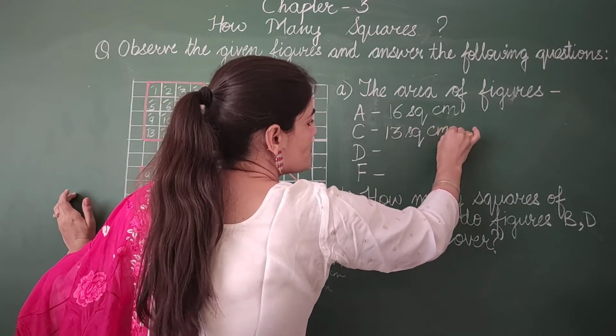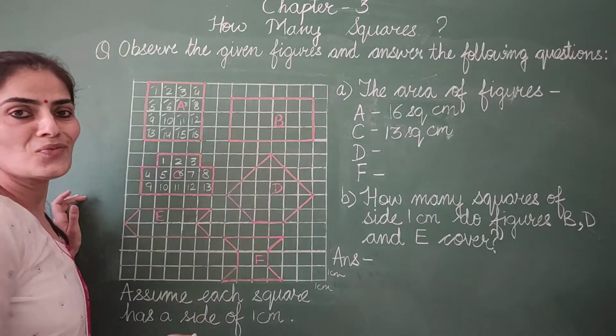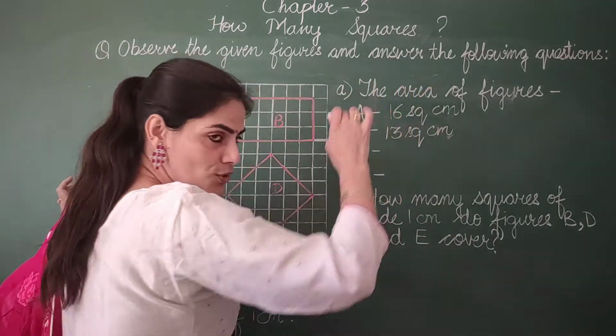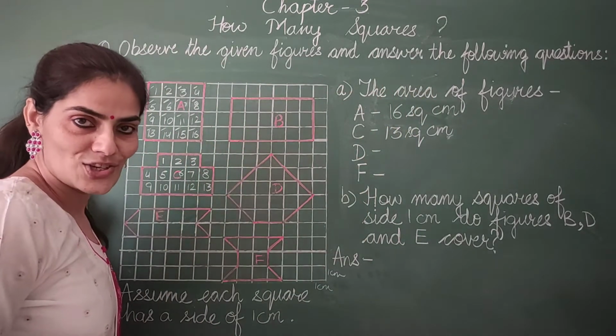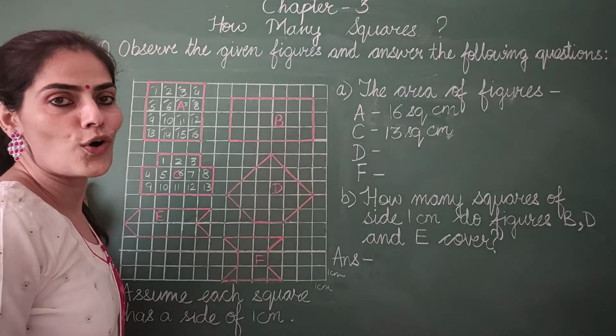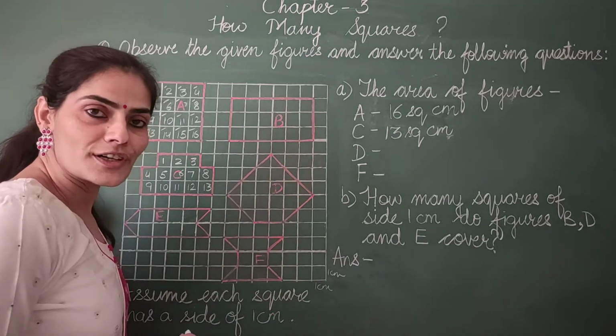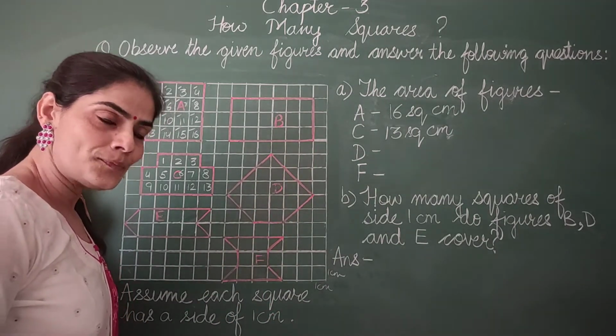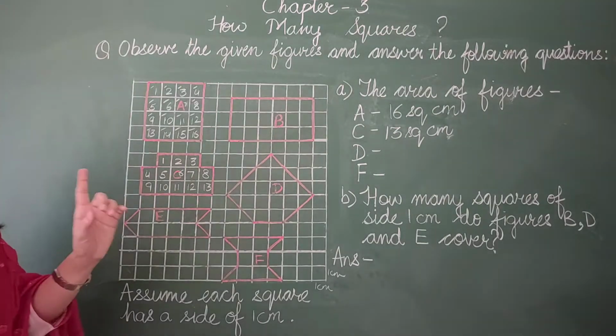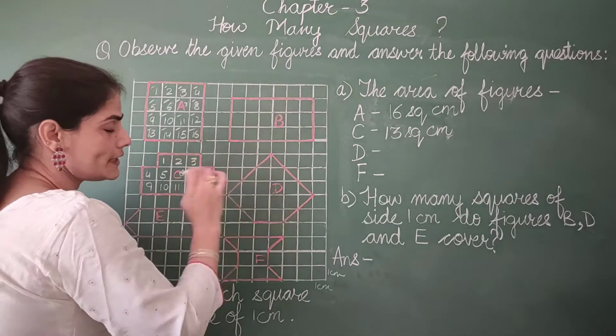square centimeter. Now you might be thinking, why is ma'am writing SQ? Beta, this SQ is actually the short form of the word square. Clear? Now, next figure is figure D.